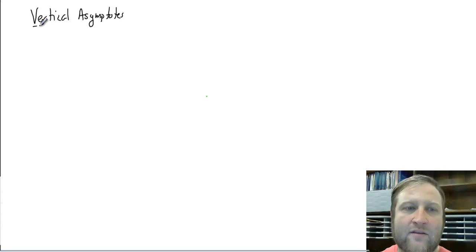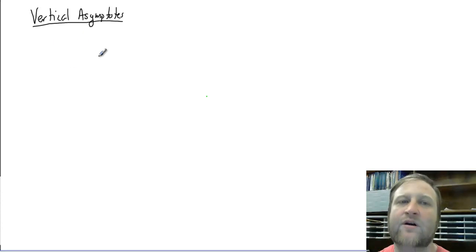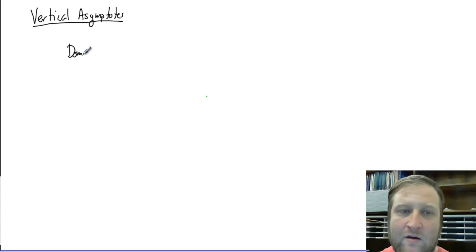So vertical asymptotes and domains have a very strong correlation. Before I jump into vertical asymptotes, we're going to talk about domains, and specifically, domains of rational functions.